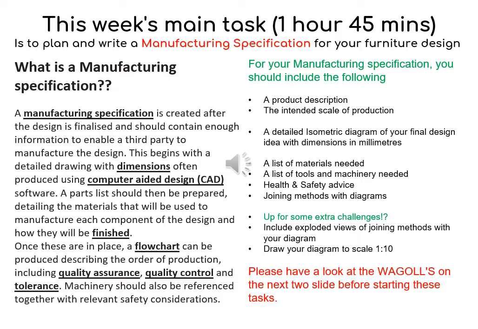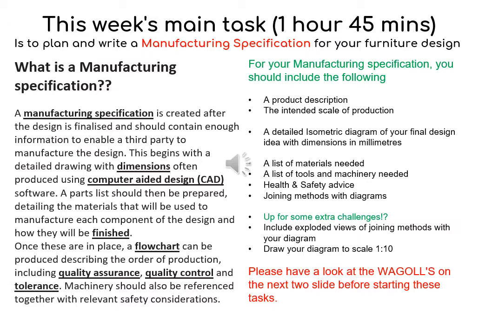what your product is, the intended scale of production, so if it's going to be a one-off piece, a batch produced piece or a mass produced piece, and bear in mind that you are designing your product for IKEA. At the same time, it's a limited edition product, so you need to have a little think about what scale of production that would be relevant for. A detailed isometric drawing of your final design idea with dimensions in millimetres, a list of materials needed, a list of tools and machinery needed, health and safety advice, and joining methods with diagrams.